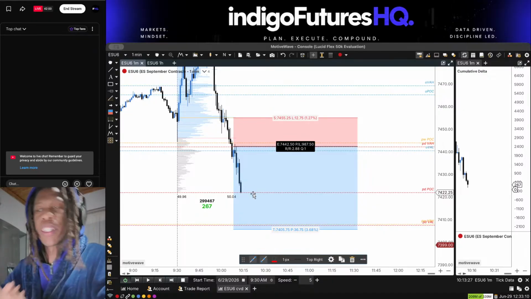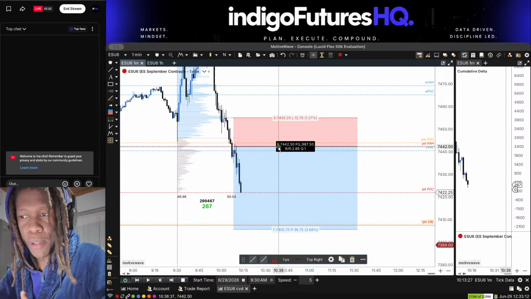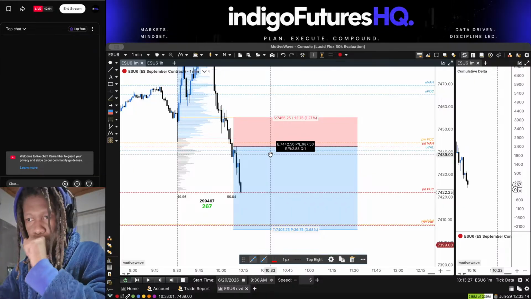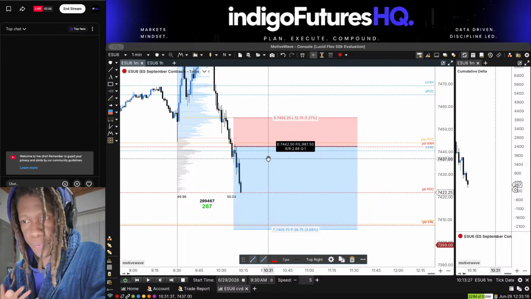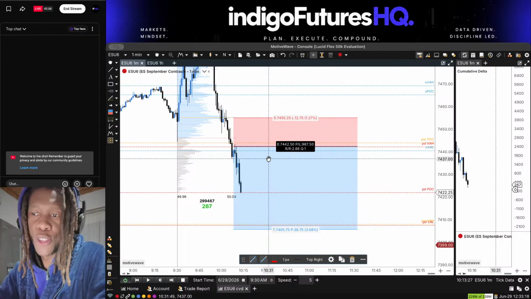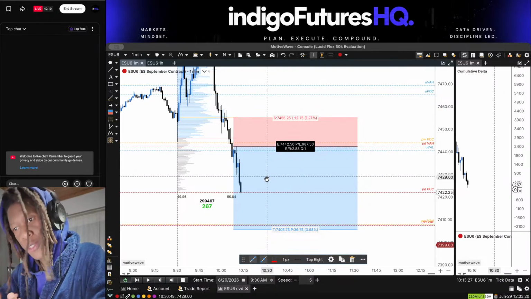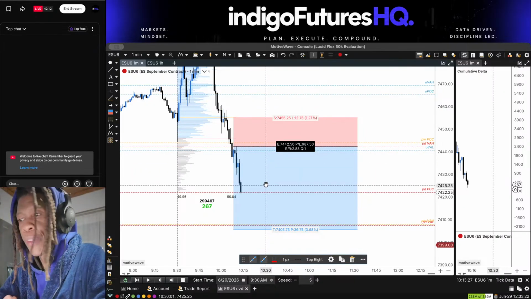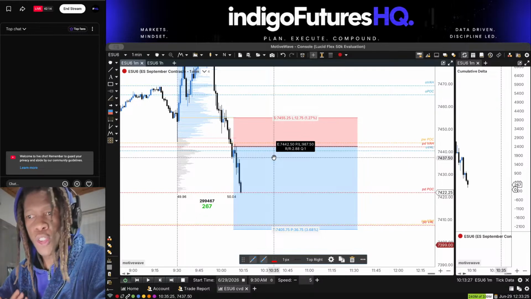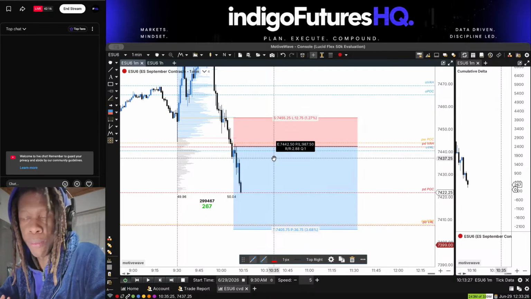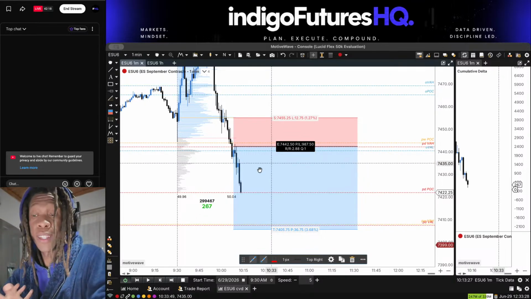Also, what I always do is I'll be moving my stop. I'll trail my stop. Okay, cool. Maybe I put my stop here, all right? Because now we're at the previous day point of control, whatever. Because I don't want to get stopped out.